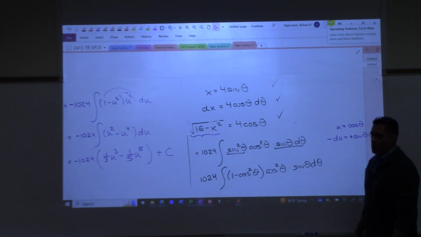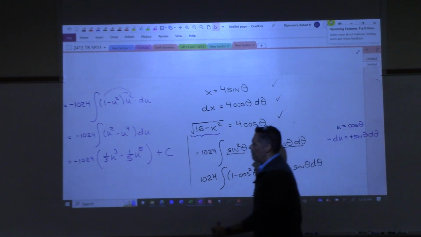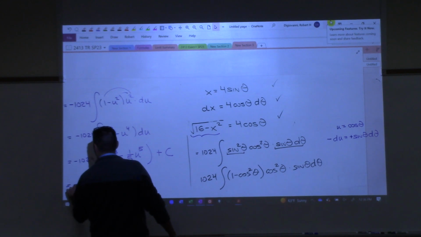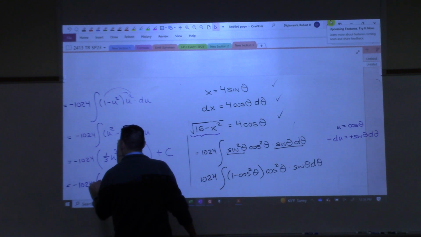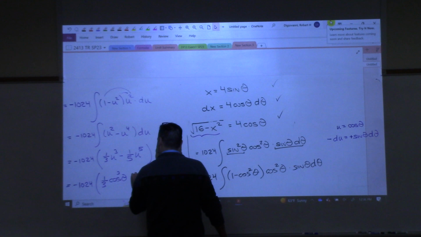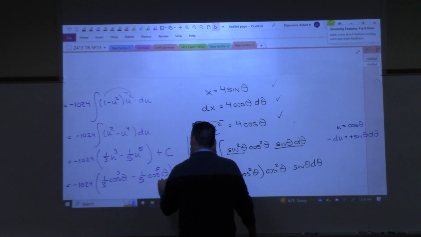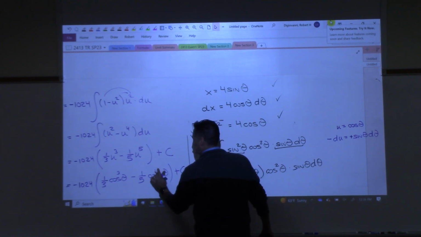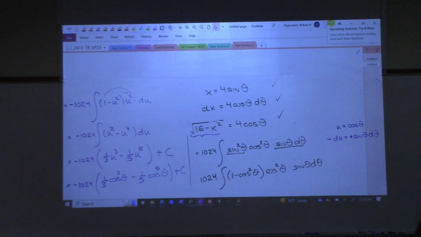And then replace u with cosine theta. And then you got to get that back. So hold on, we're not done. Integral, I'm done with the integral. 1/3 cosine cubed theta minus 1/5 cosine to the fifth theta plus c. Right? Well, we would have got the right answer if we just wrote that, plus c, right?